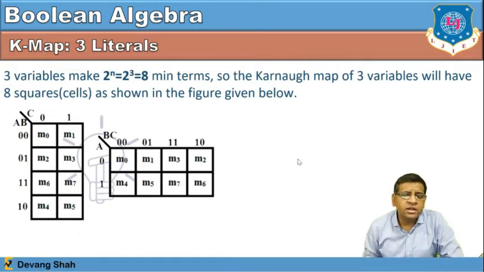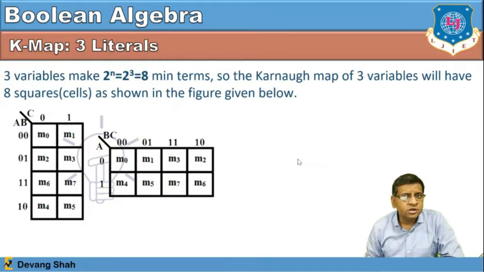Now, with 3 literals, there are a total of 8 min terms, and they are placed like A, B, C. Once you take A, B, in all the rows the AB sequence is 00, 01, 10 and 11, and the C sequence is 0 and 1. The same way, you can go for the second one, taking the map either as A, or as the pair of B and C.